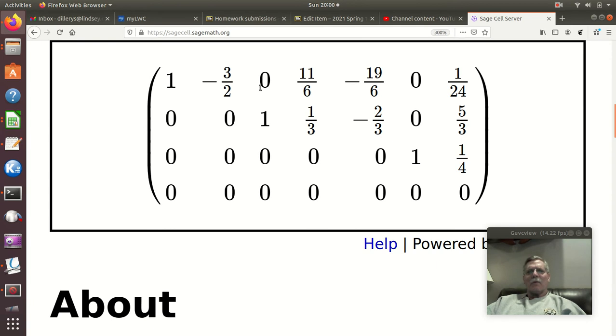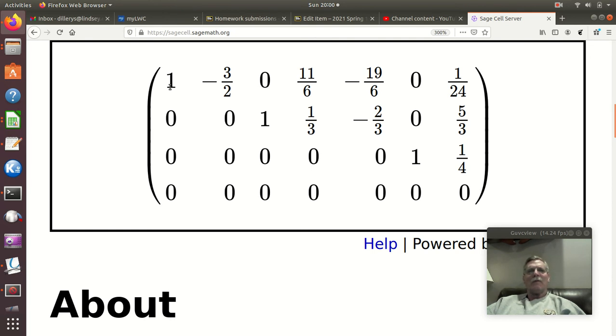And of course then we need to pull everything off, and so here's the x1, here's the x3, and here's the x6, x2, x4, and x5. So we would have x6 is equal to 1/4, x3 plus 1/3 x4 minus 2/3 x5 is equal to 5/3. We could take those two pieces and move them over to the right once we've written that out.